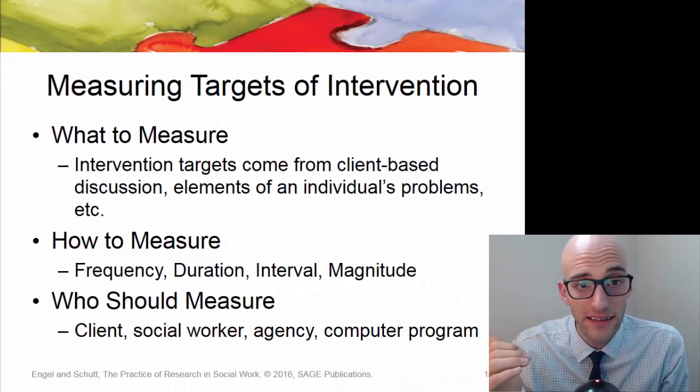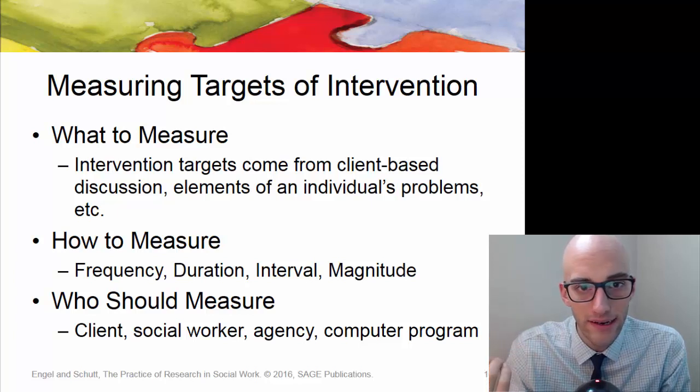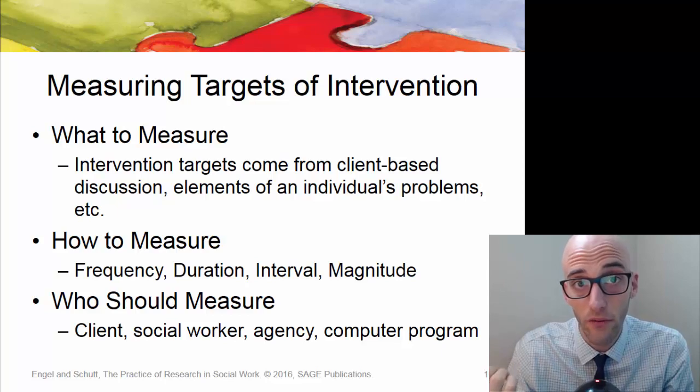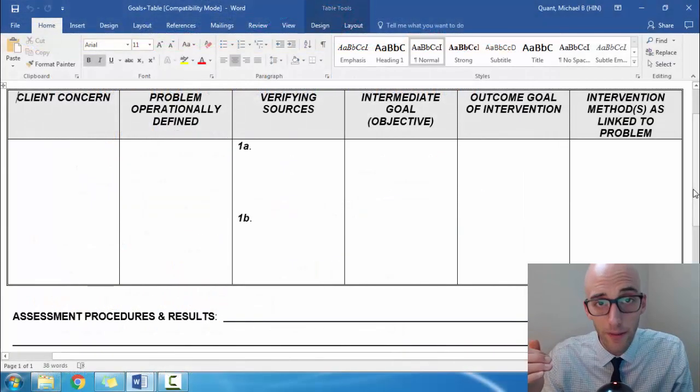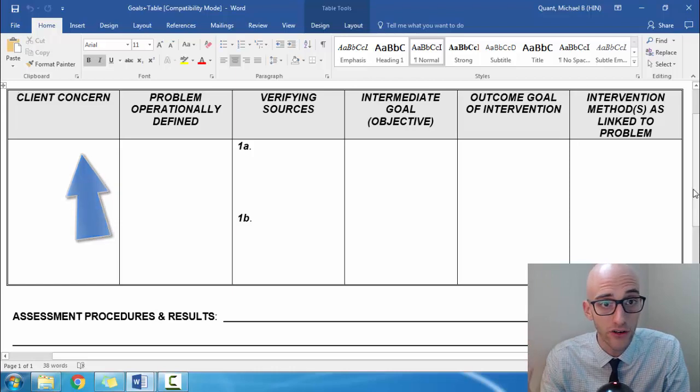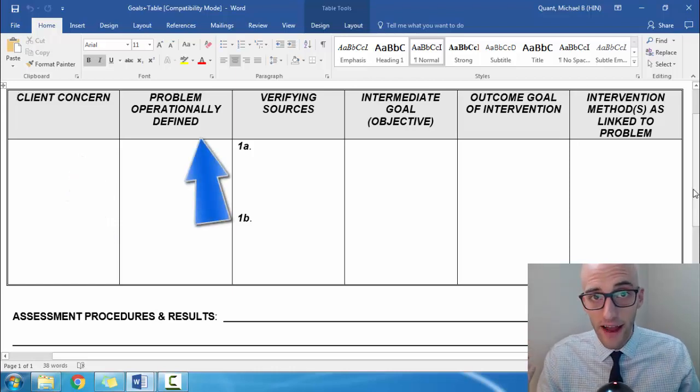So when we're measuring the targets of our intervention, it's important to determine what to measure. So the intervention target can come from client discussion, elements of an individual's problem, etc. I'm going to go through a goals table to discuss a little bit further what I mean by all this. So when we're coming up with a single system design, the goals table that I was mentioning breaks down what the client concern is, what they're coming to the practitioner to address, and then operationally defining that, like putting a number to the problem.